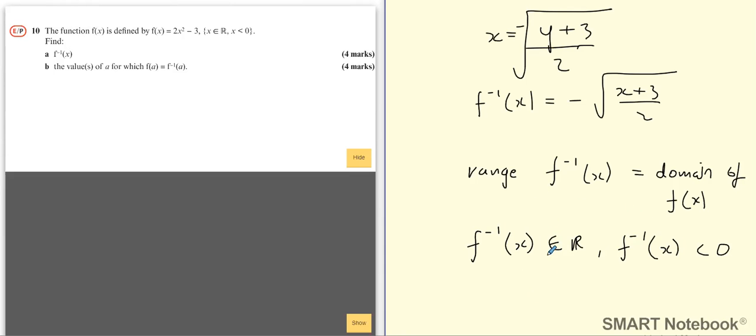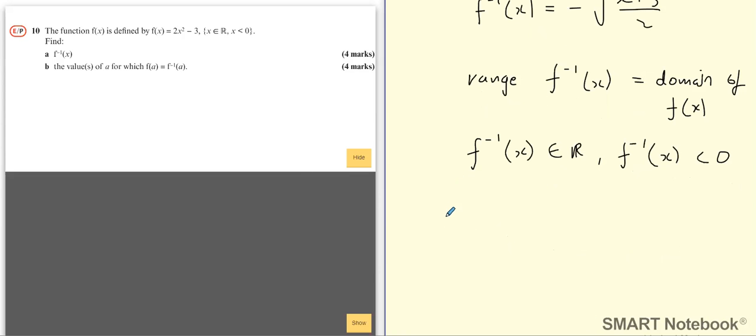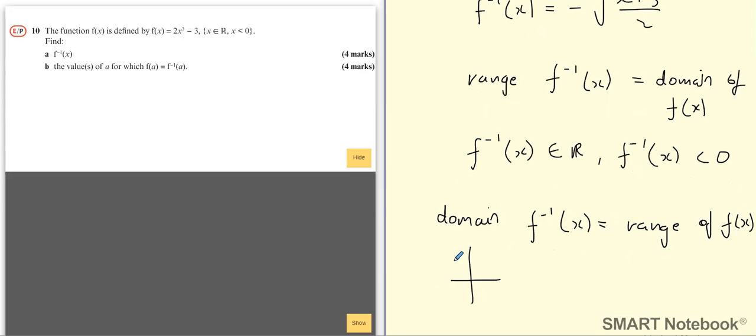Okay, so we've done the range. Now, to work out the domain, I'm going to have to work out the range of this graph. So we're going to say domain of the inverse equals range of the original. Well, how are we going to work out the range of f of x? We sketch it. 2x squared minus 3 looks like this. 2x squared looks like this. And then we finally shift it down by 3.